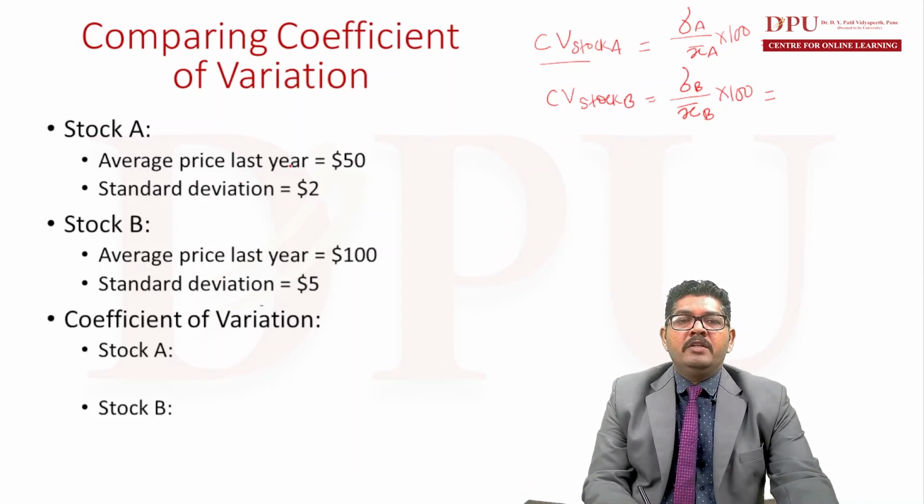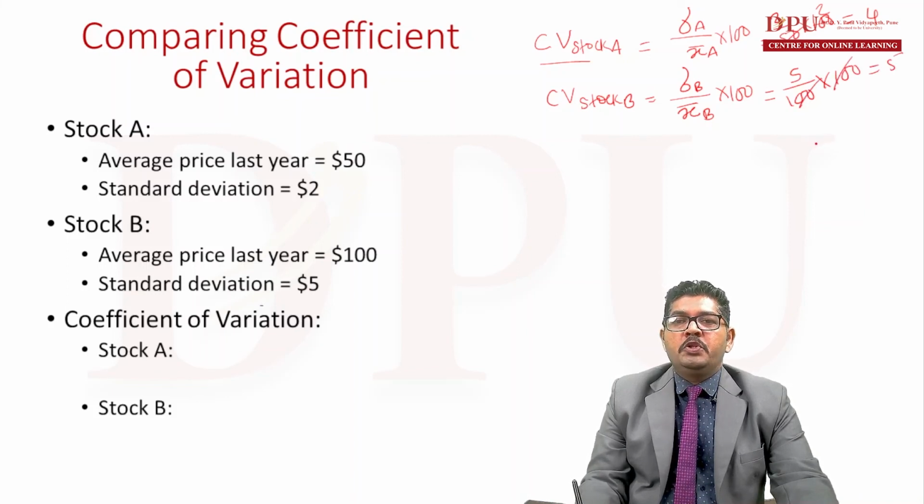So average price is 50 and sigma is 2, so 2 divided by 50 multiplied by 100. 52s are 100. So this is equal to 4. Then we have for stock B, the average price is 100. So sigma is 5. This is 5 divided by 100 multiplied by 100. So 100 gets cancelled, and this is equal to 5.